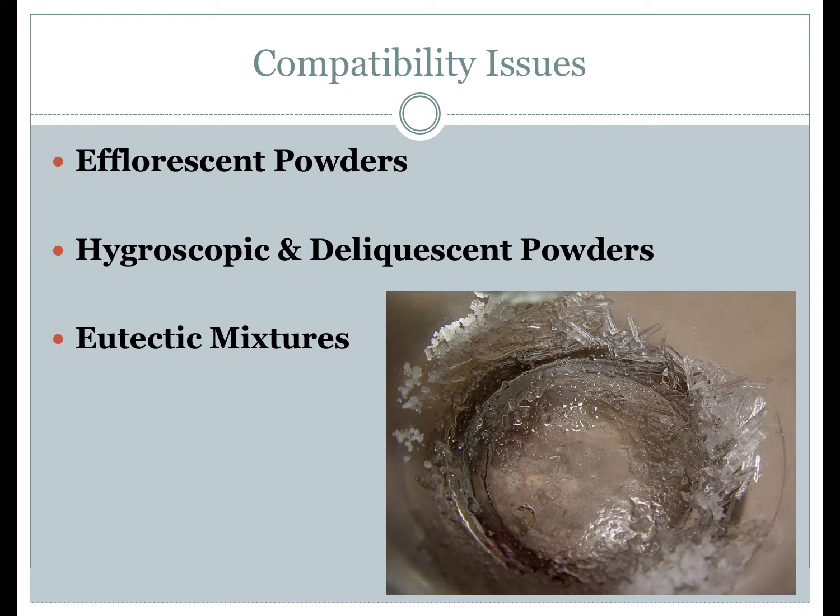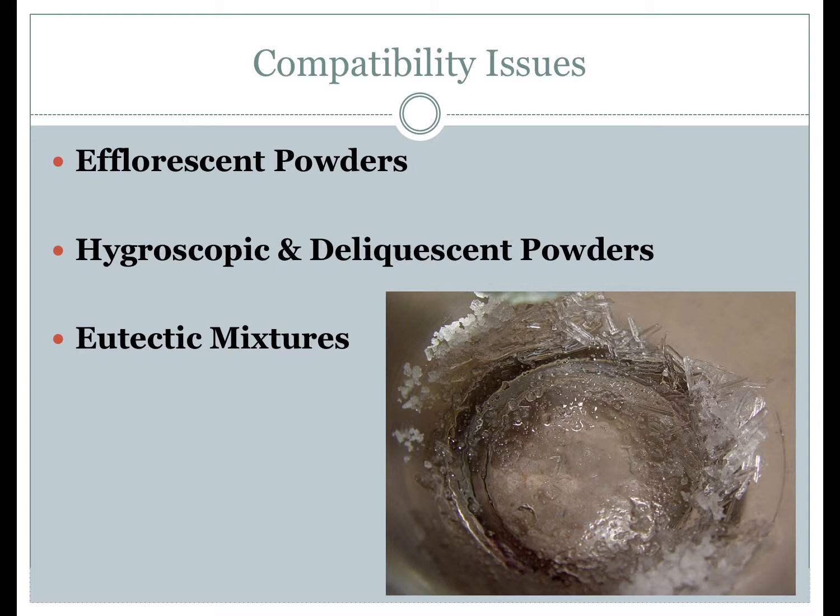Up to this point, we have been focusing on some of the key compounding principles and techniques used to prepare powders. However, before proceeding, we need to stop and consider the chemical properties of some of the commonly used ingredients in powders. Specifically, I'm referring to the properties of efflorescence, hygroscopic, deliquescence, and eutectic formation, all of which can affect the compatibility of different ingredients and thereby the overall stability of the final product.